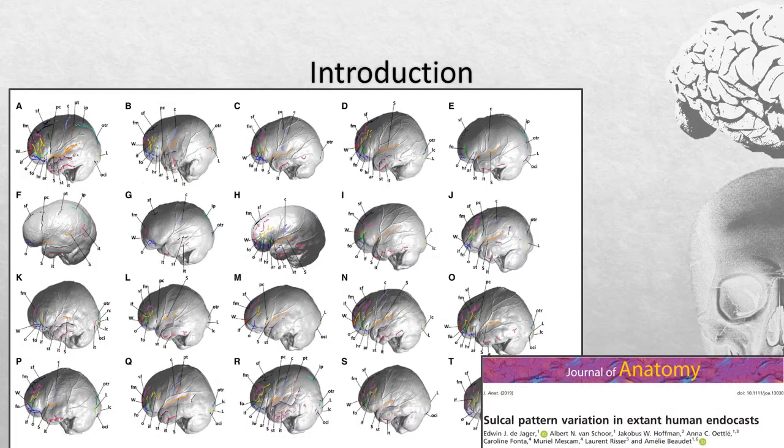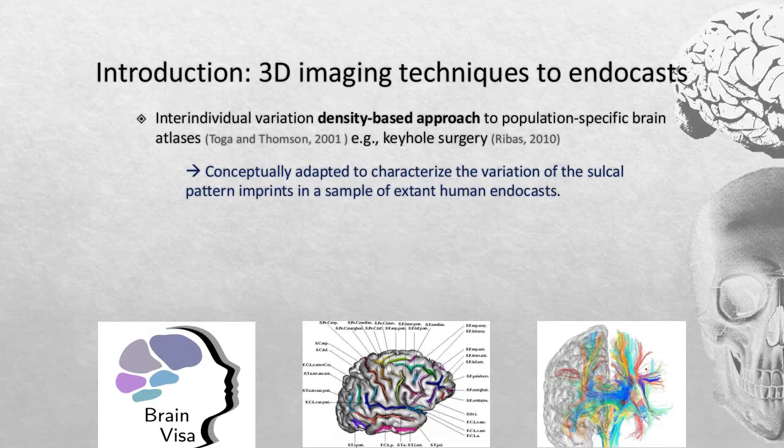Previously, we used a modern imaging technique to document and create an atlas of sulcal imprints on modern human endocasts with great success. However, quantifying and visualizing the high inter-individual variation still poses a great challenge. For this, we had to look at approaches that are being used in the medical industry.